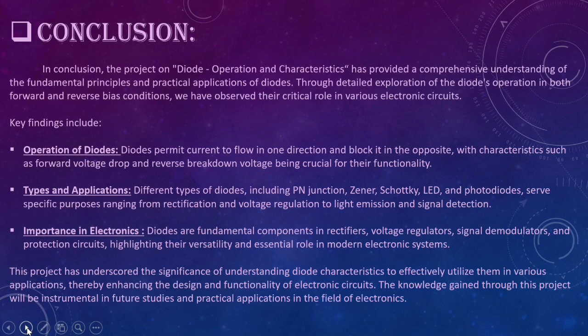In conclusion, the project on diode operation and characteristics has provided a comprehensive understanding of the fundamental principles and practical applications of diodes. Through detailed exploration of the diode's operation in both forward and reverse bias conditions, we have observed their critical role in various electronic circuits, like operation of diodes, types and applications, and importance in electronics. This project has shown the significance of understanding diode characteristics to effectively utilize them in various applications, thereby enhancing the design and functionality of electronic circuits.